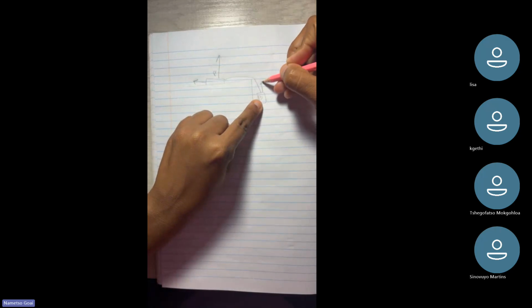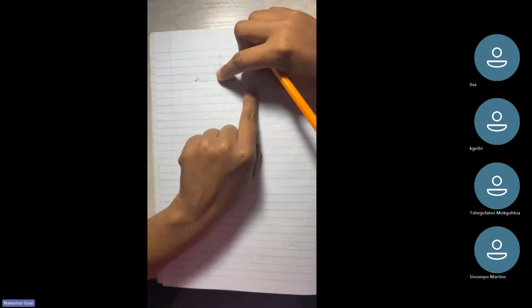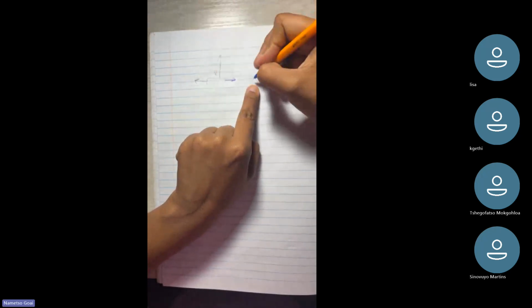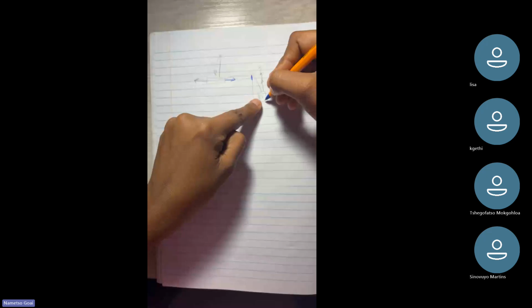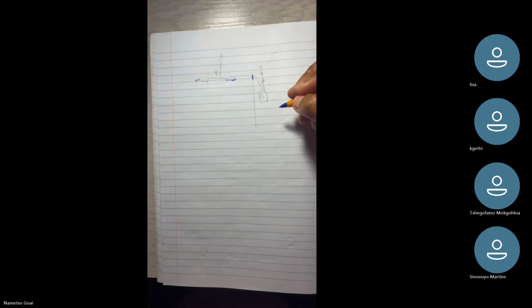If block A was moving in that direction, then block B would be going up, right? Because this one would be pulling it this way and this one would be going up. Or if block A was sliding towards this end over here, block B would be dropping even more down, right? Do you guys understand what's happening here?